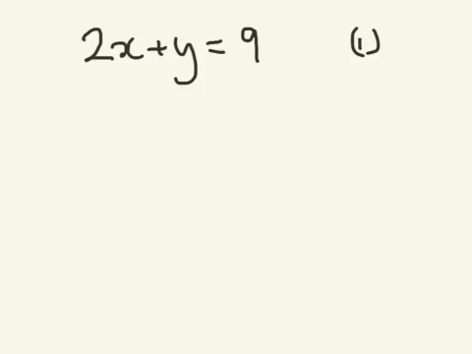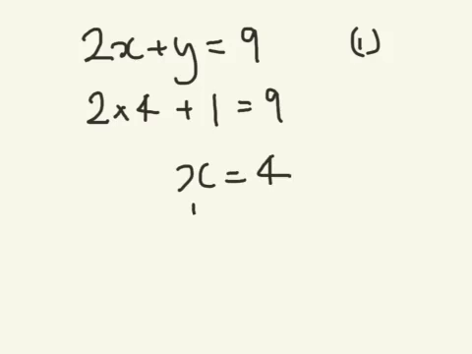It's always good practice to check to see if your values of x and y are correct, and the best way to do this is to substitute the values you've got into the other equation you started with. The first equation here was 2x plus y, and if I look back we had x was equal to 4, so I've got 2 times 4, and y was equal to 1. 2 times 4 is 8, add 1 does give me 9. So I now know that the simultaneous equations I've solved and the values I have got, which were x equals 4 and y equals 1, are correct.